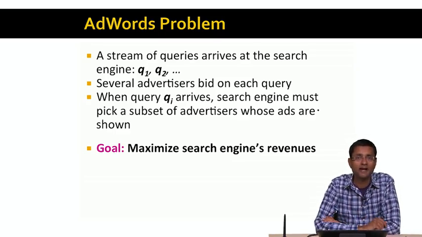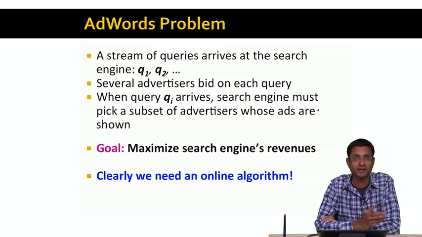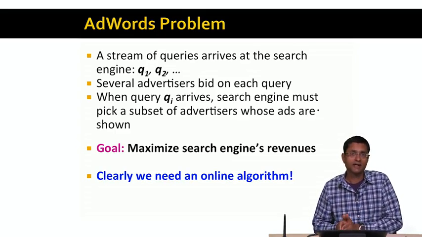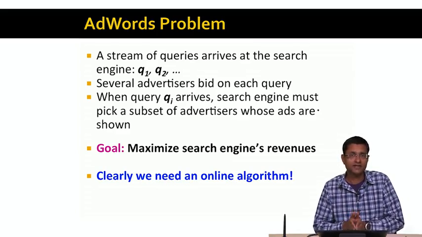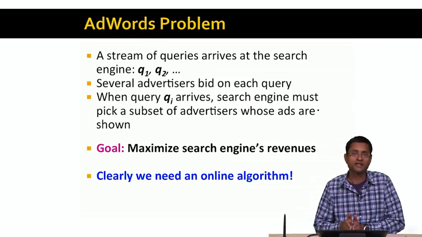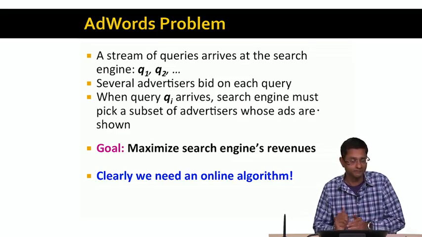The goal is to maximize the search engine's revenues by showing the appropriate set of ads. And clearly, we need an online algorithm in this case because the search engine can only see one query at a time, and it must make an irrevocable decision of deciding which ads to show, but it cannot go back and change the ads it showed in the past, nor does it know what queries are going to come in the future. So we need an online algorithm for this problem, very similar to the algorithm that we had for the bipartite graph matching problem.